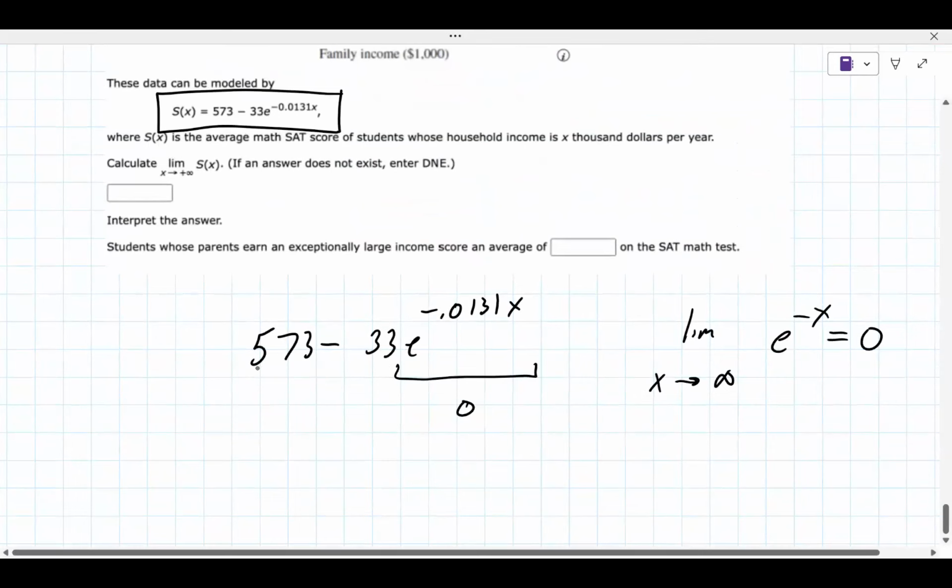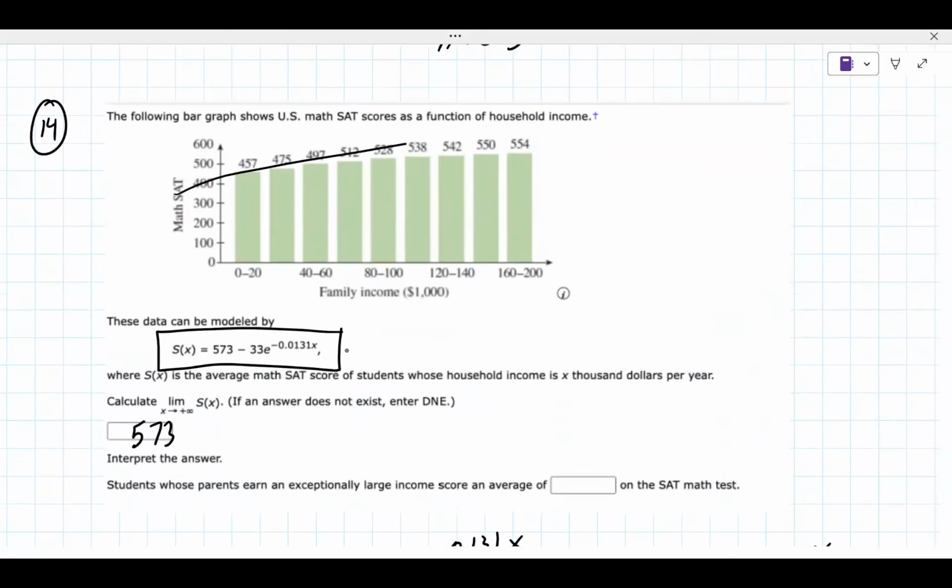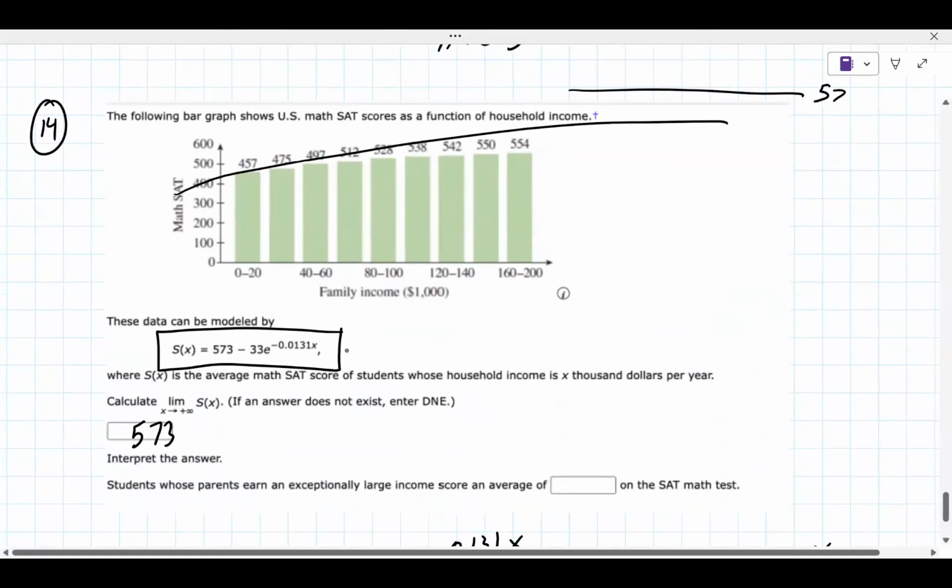33 times 0 is 0. 573 minus 0 is 573. So what they're saying is that over time, there's an upper bound here, it's not going to ever exceed 573. Got it. Okay.